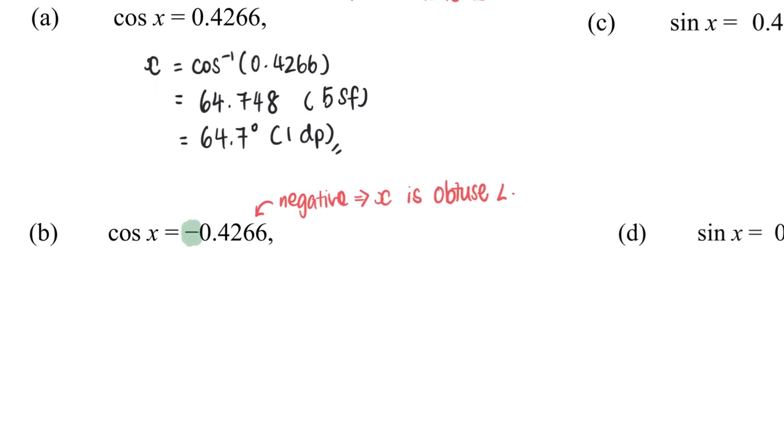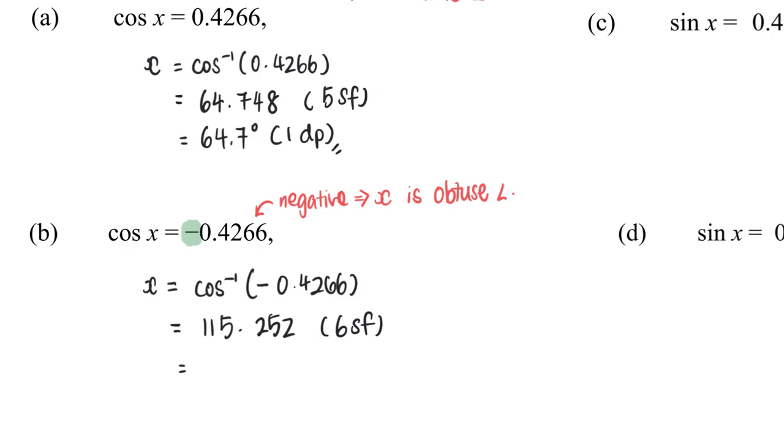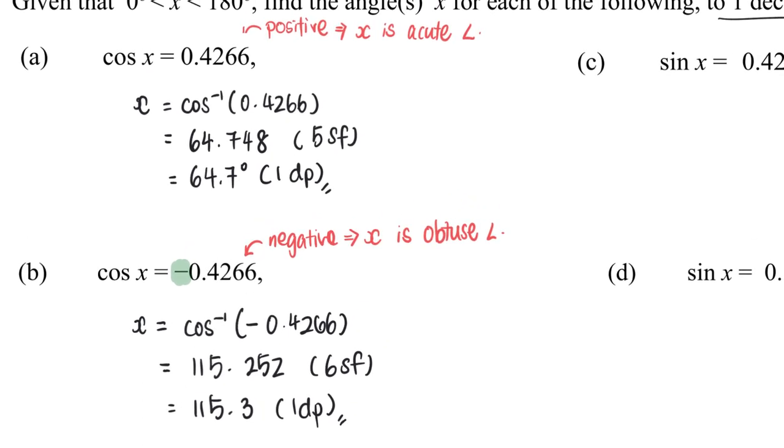Similarly, for part B, x is therefore equal to the cosine inverse of negative 0.4266. And when you use your calculator, it will give us the obtuse angle immediately. In this case, 115.252, which is to 6 significant figures before I round off to the final answer, 115.3 to one decimal place as required by the question. So for cosine ratio, it is pretty straightforward.